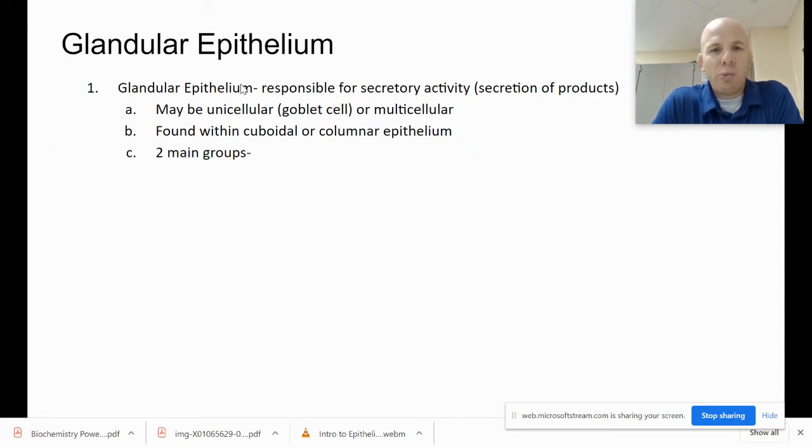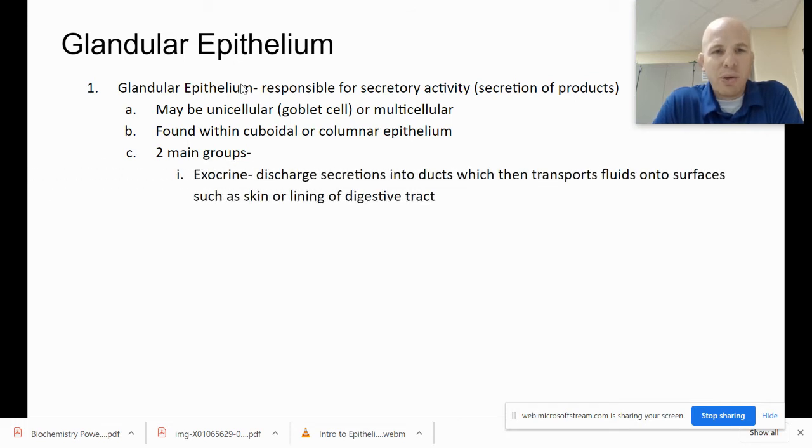Within cuboidal or columnar epithelium, we have two main groups of glandular epithelium. Exocrine are the type that are going to have ducts. A duct is like a tube that connects it to something else. So I would have a gland and then a tube that takes the stuff from that gland to its destination. It might take it to surfaces like the skin or the lining of the digestive tract. So that's exocrine.